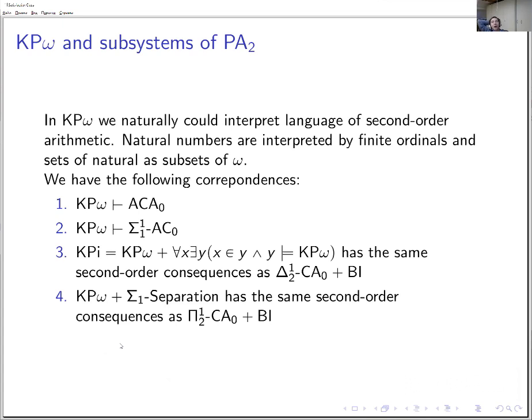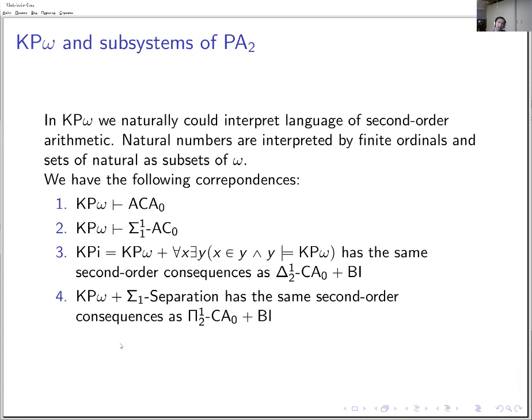But basically, if you go beyond this, then extensions of KP omega correspond to strong fragments of second-order arithmetic. Namely, if you consider theory KPi, which is KP omega plus every set is contained in a transitive model of Kripke-Platek set theory, then it will have the same second-order consequences as Δ^1_2 comprehension plus bar induction.